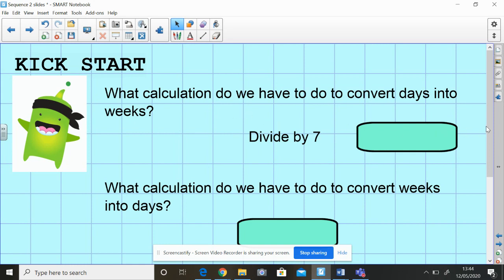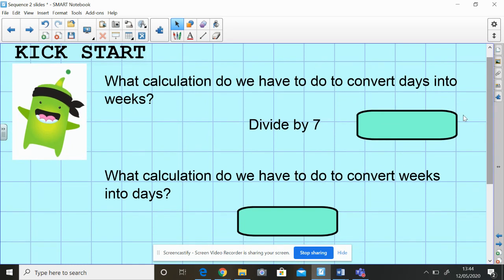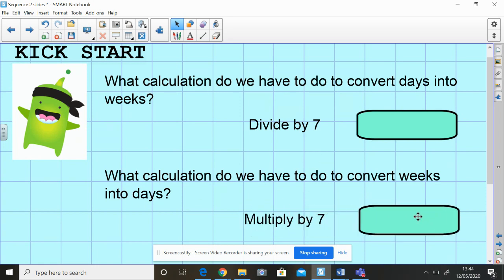Okay, so if you have to divide by 7 to convert days into weeks, what calculation do you do to convert weeks into days? That's right, you need to multiply by 7. So I've got 2 weeks. I'm going to multiply by 7 to work out how many days are in 2 weeks. And we know the answer to 2 multiplied by 7 is 14.